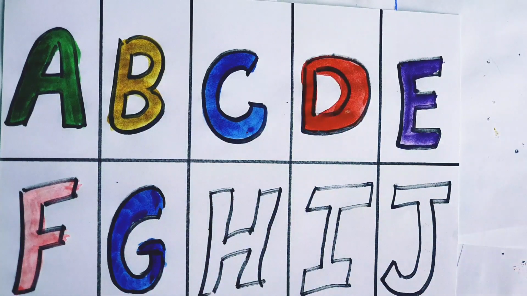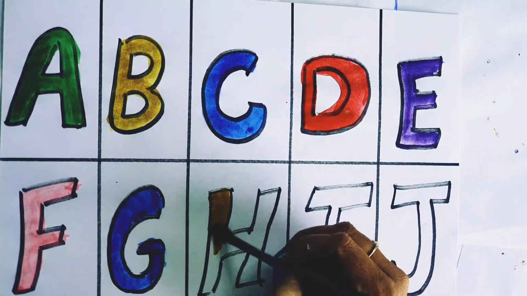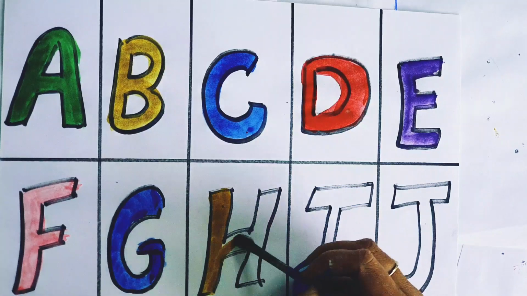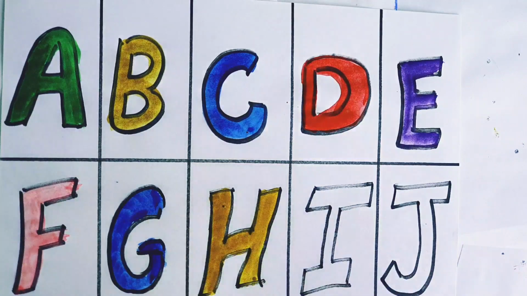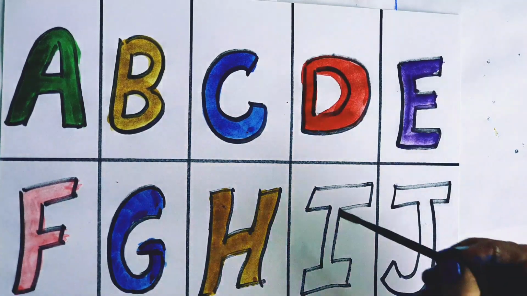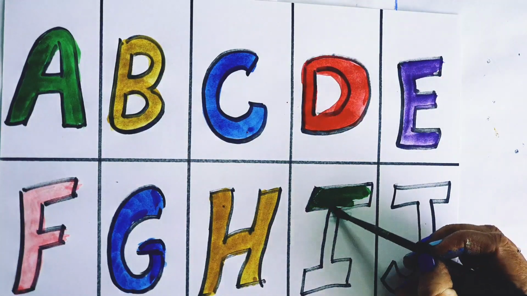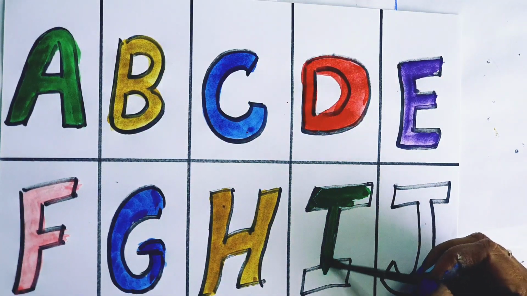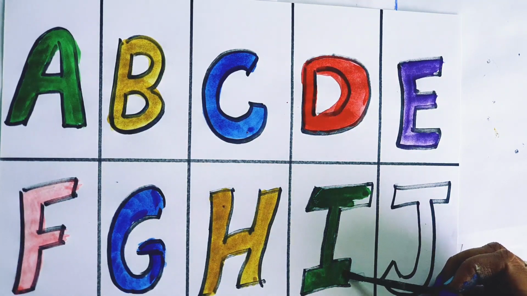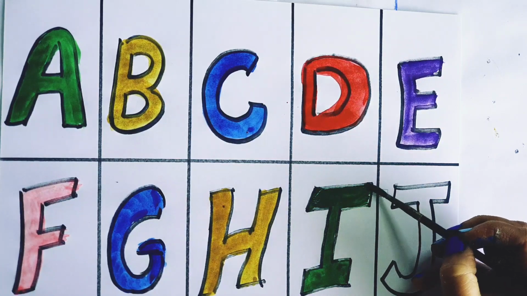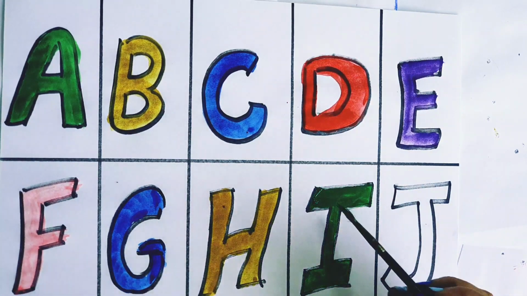Yellow color. H for honey. H for house. Green color. I for ice cream. I for eyes.